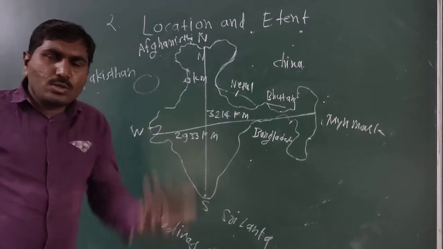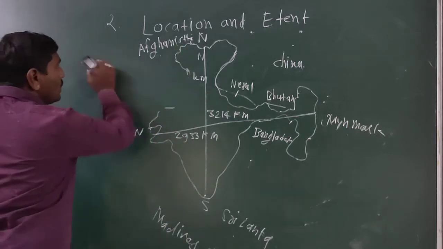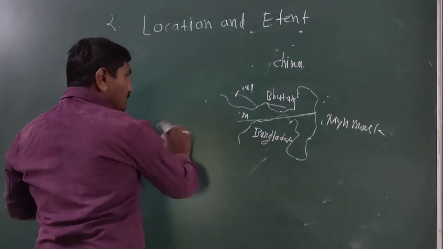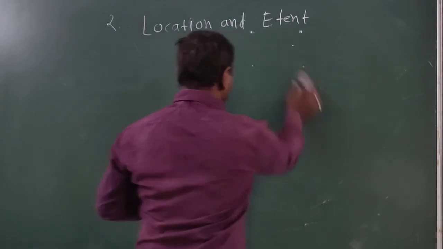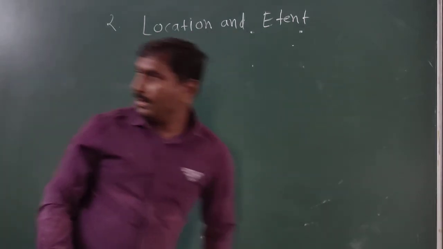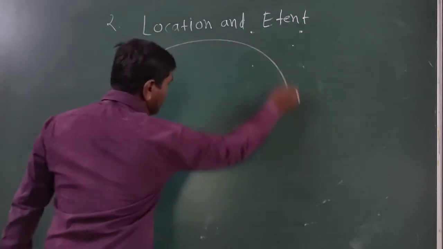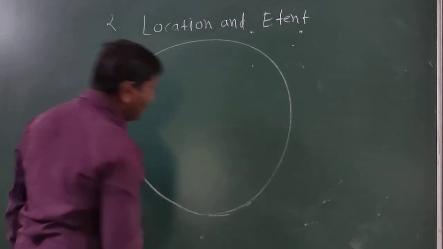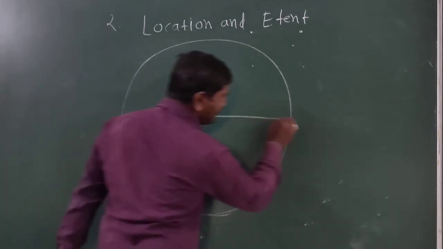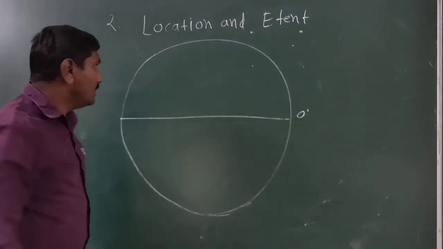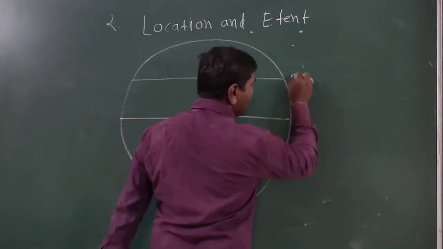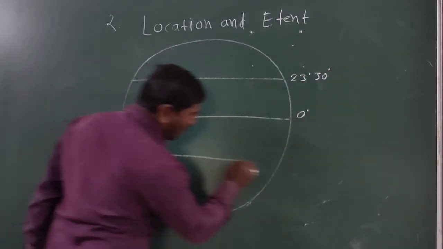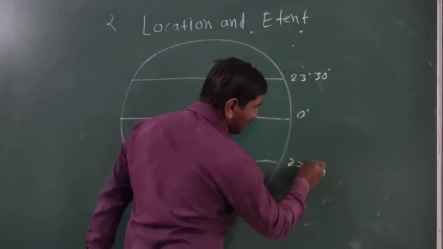Now we will understand its location on the globe. Where is its location on the globe? That we will understand. Location and its extent: longitudinal extent and latitudinal extent. That we will understand first of all here. This is our globe. We all know about it. It is spherical in shape. And this is the equator, the 0 degree equator. On the northern side we have the Tropic of Cancer, that is 23 degree 30 minute. Then on the southern side we have the Tropic of Capricorn, that is also 23 degree 30 minute.